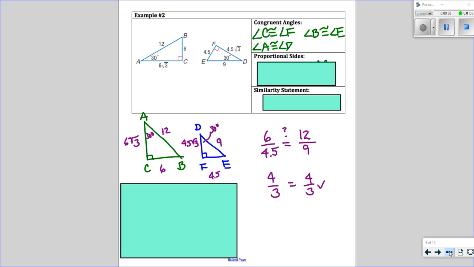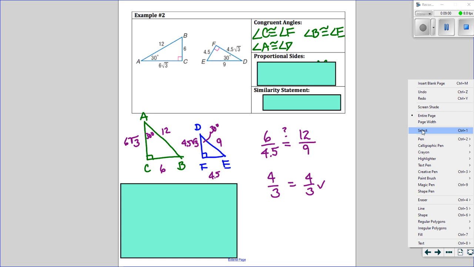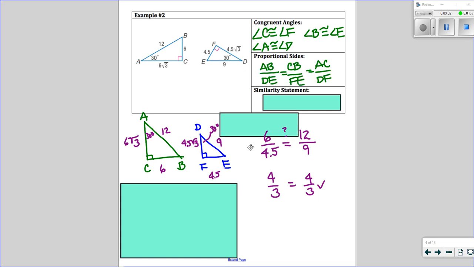So then I can conclude for the sides that AB over DE equals CB over FE equals CE over DF. And I could also state that triangle ABC is similar to DEF because all the angles are congruent and the corresponding sides are proportional.